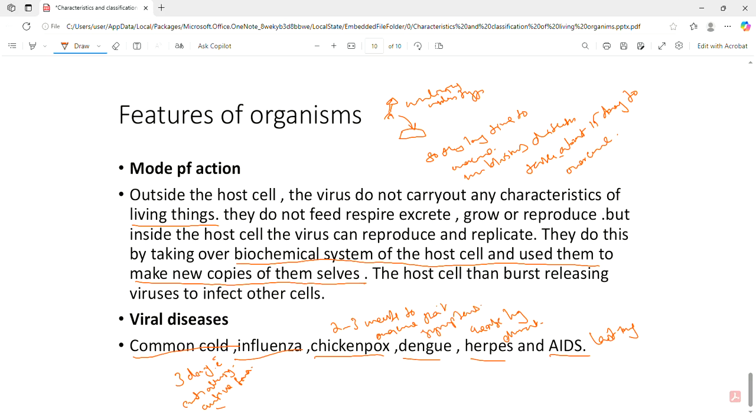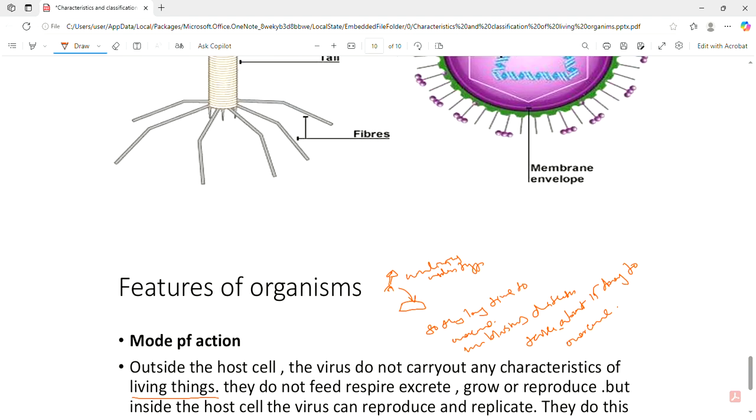So this is the explanation of viruses. I hope you understand it well.